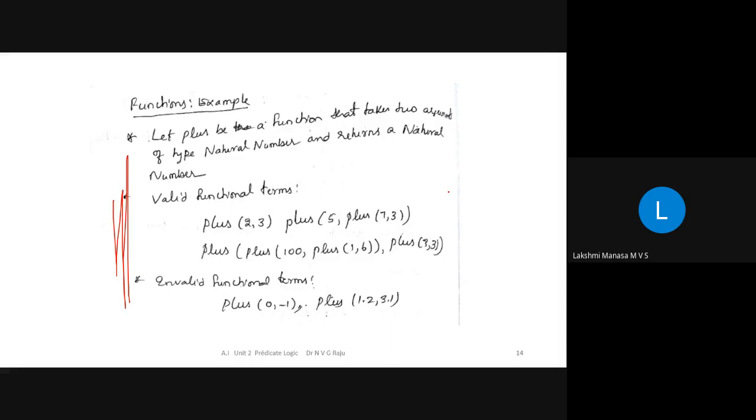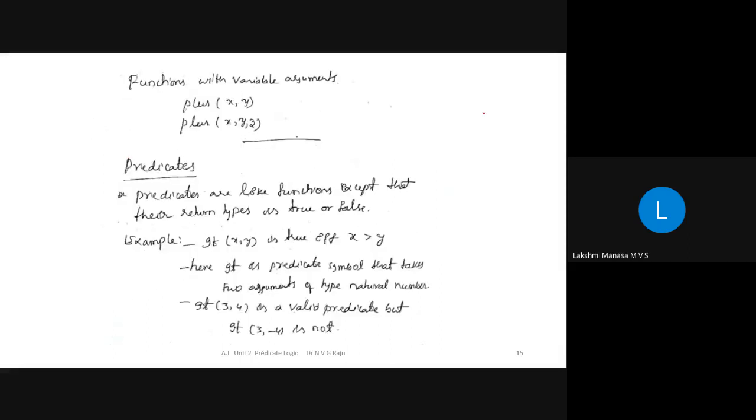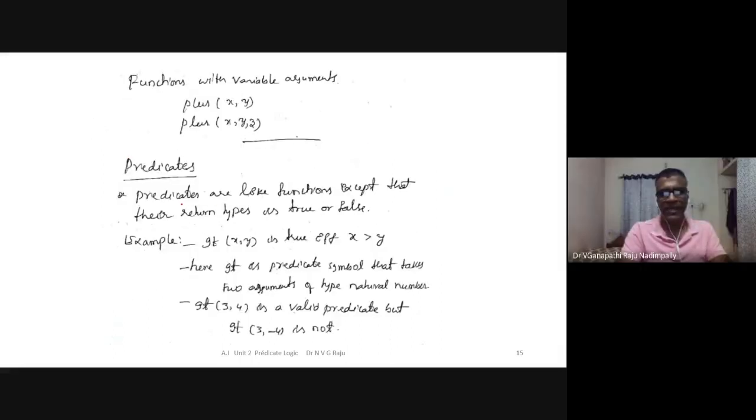What is a predicate? Predicates are like functions. Now I am coming to propositional logic. Predicates are like functions except that their return type is true or false. Now it is mostly equivalent to a sentence of propositional logic. Predicates are like functions, though they're not exactly functions. Their return type is true or false.